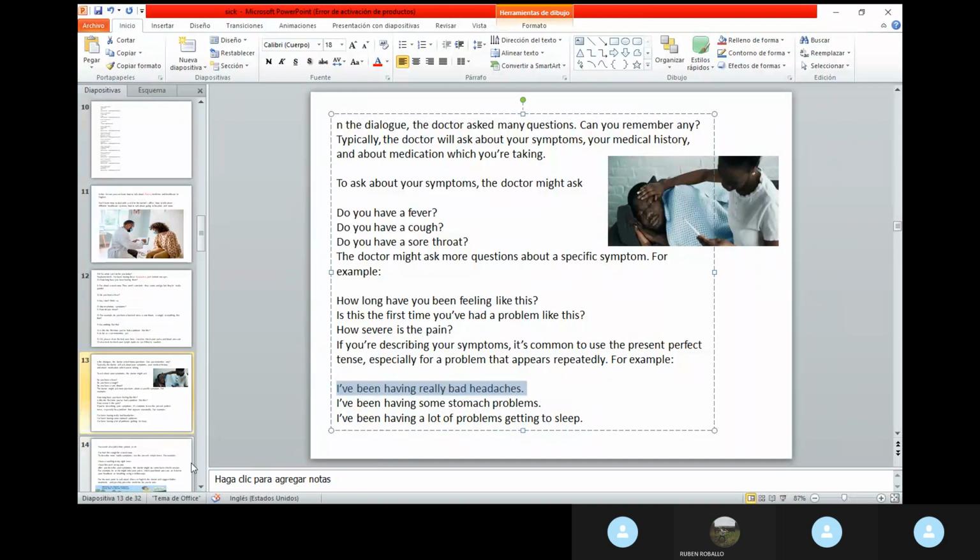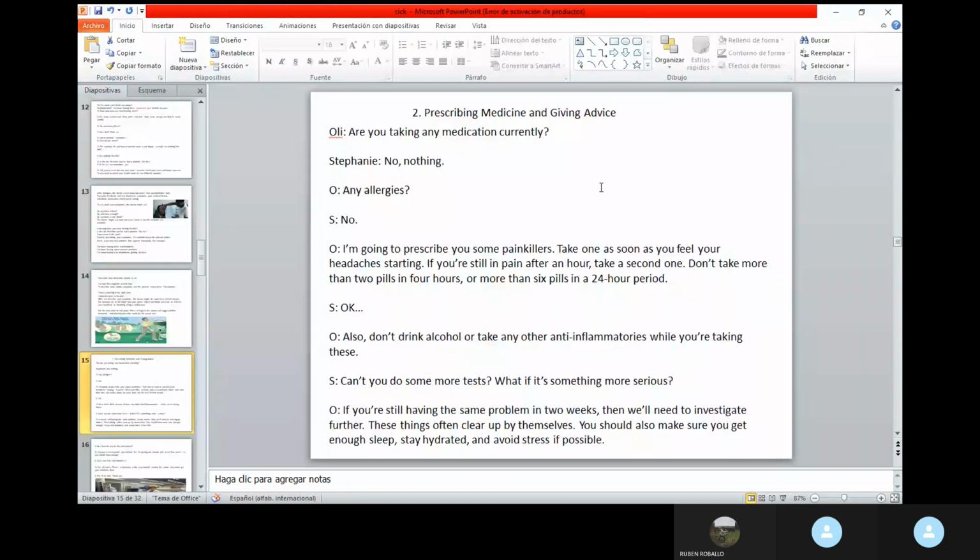Okay, continue with the next dialogue. I don't know if someone arrived. I know only Ruben and Jose. Okay. Prescribing medicine and giving advice is the next one. Okay, Paulo and Ruben, help me with the dialogue. Paulo, José left. Teacher, I got internet problem, sorry. Okay, only help me to read the dialogue with Ruben.